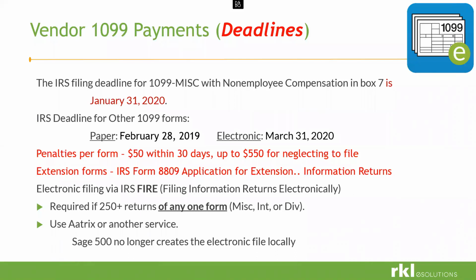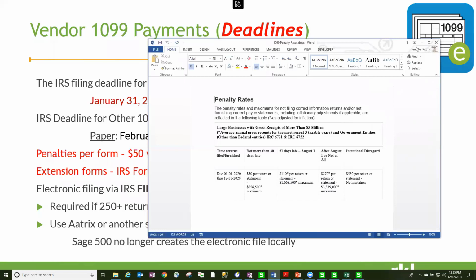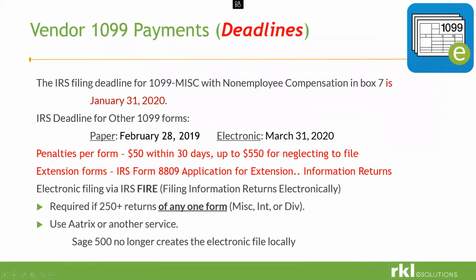And more reason to get this right now. It's $50 per form if you file it late but within 30 days, and it goes way up from there. Very, very expensive to not get it right, up to $550 with maximums of like $500,000. Not that we're likely to have that many 1099s. You have to be a pretty big company, but still.